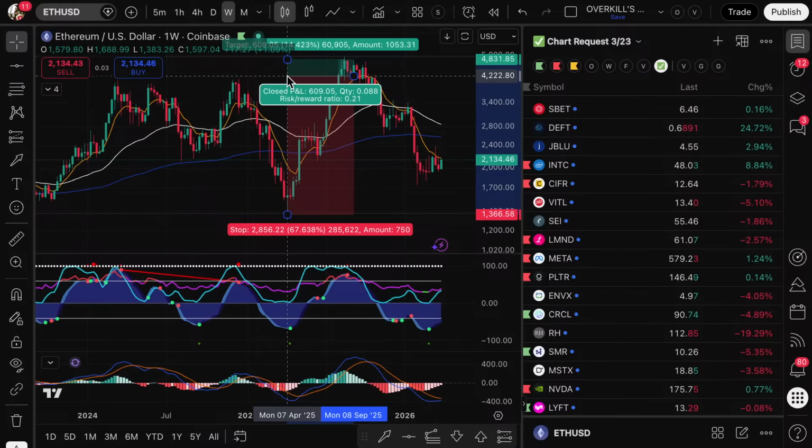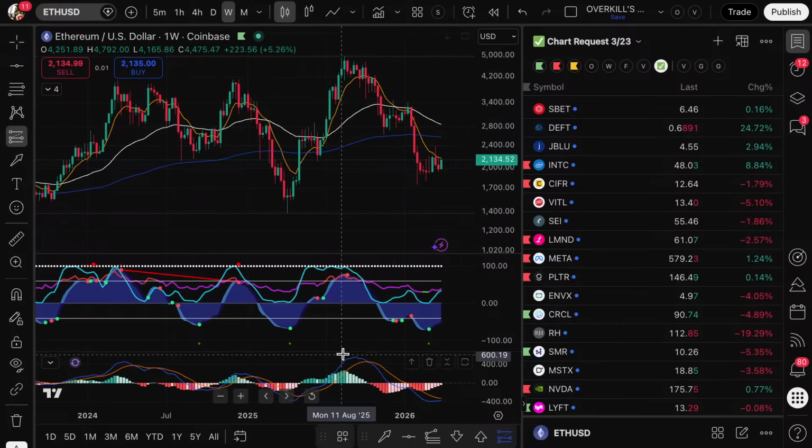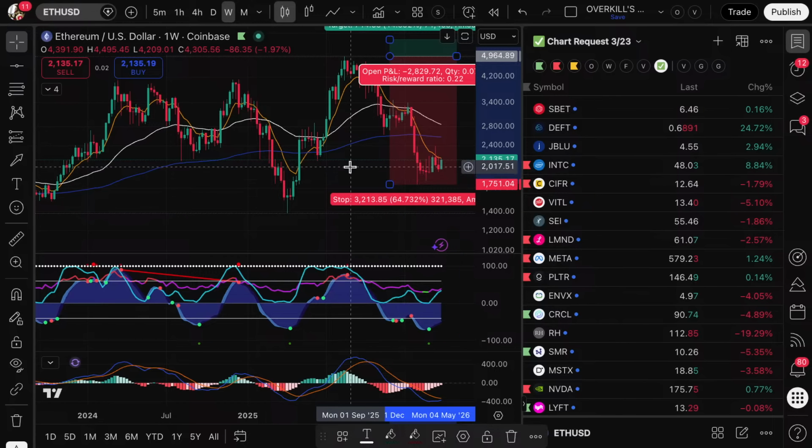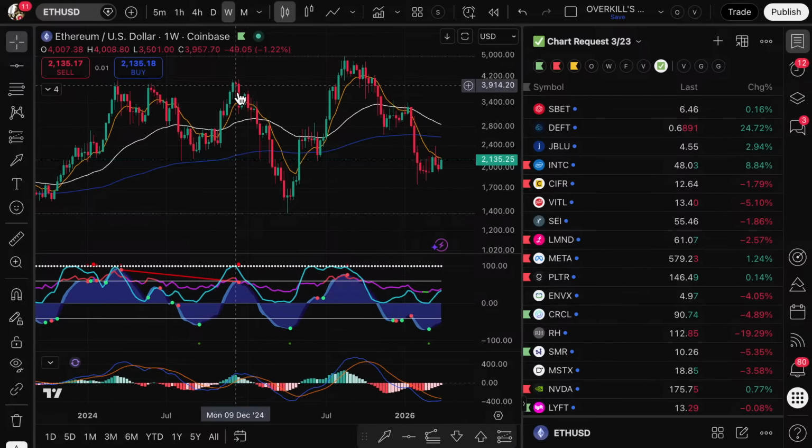Okay, went down about 67%. If we go up a little bit, yeah, 67%. So let's look at this one here from August. That went down from 5,000 all the way down here to 1,700. So let's measure that. Okay, that's about a 65% dip. So the pullbacks are pretty much the same, right? 65% drop, buyers step in, pump it back up.